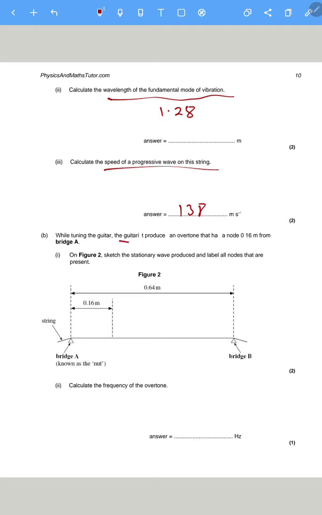And tuning a guitar, the guitar produces an overtone that has a node 0.6 meters from bridge A. Sketch that. Wait, so that makes no sense. Has an overtone. So sketch the stationary wave. So 0.64 divided by 0.16 is 4. So that means there are 4 harmonics. Well, it is the 4th harmonic. So it's that.